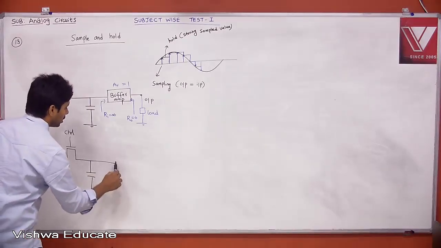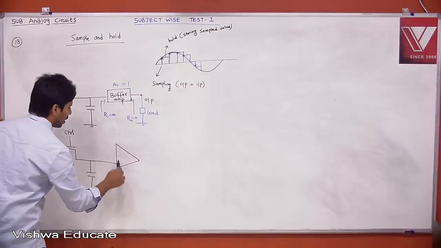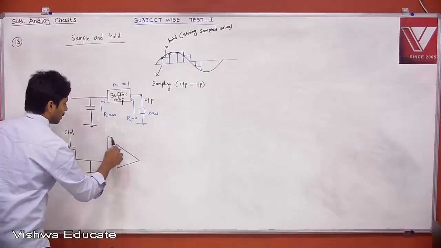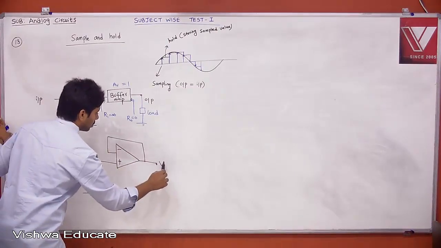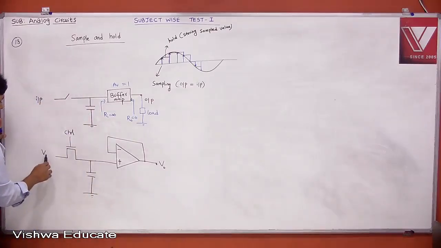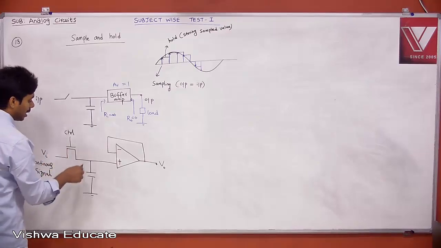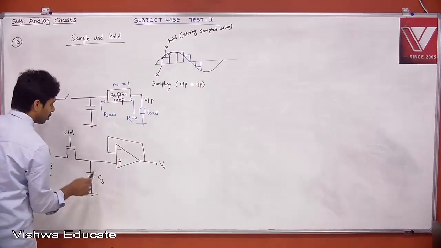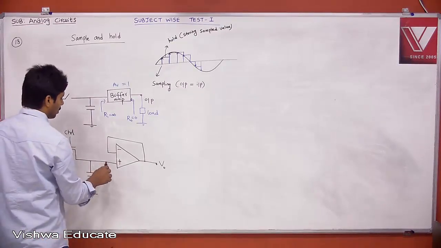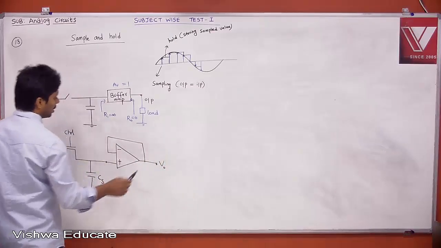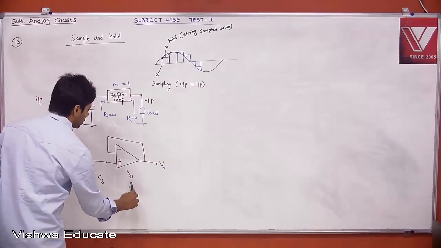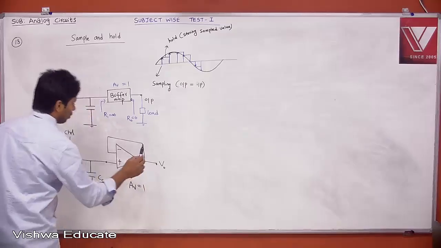Then once you get the voltage, give it to a non-inverting buffer amplifier, minus plus. This is your output V0, and this is your continuous signal, and this is your control. This is nothing but your sampler, and this is your storage capacitor or holding capacitor. Whatever input you are giving here, the same voltage you get here. Therefore, this has a voltage gain AV equal to 1.